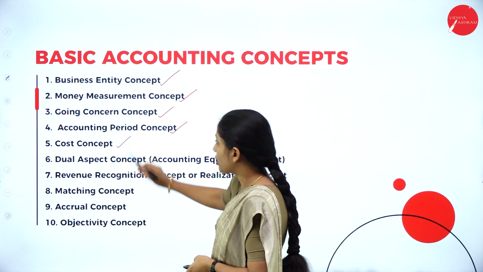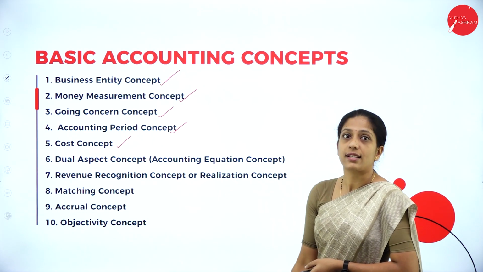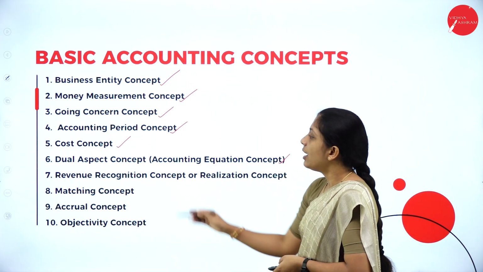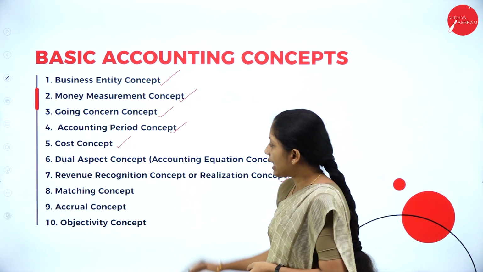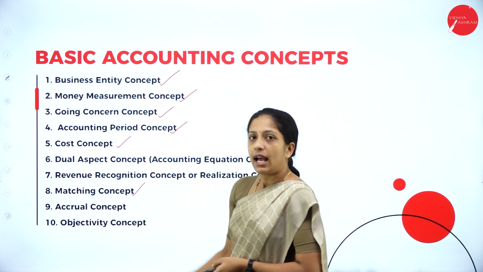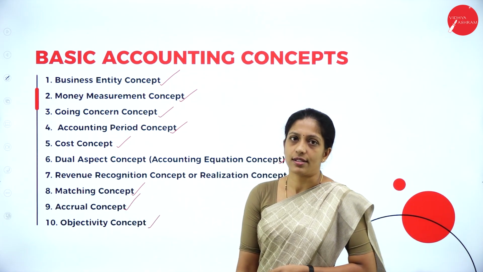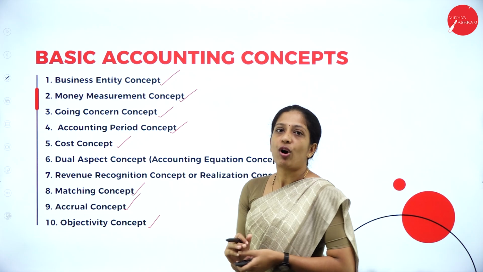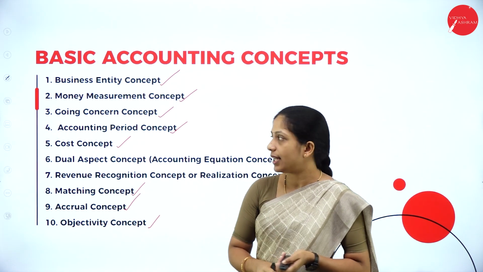Fifth one, cost concept. Sixth one, dual aspect concept, or it is also called as accounting equation concept. Revenue recognition concept or realization concept. And the next one is matching concept. And the ninth one is accrual concept. And the 10th one is objectivity concept. So these are the important accounting concepts. So let us discuss each and every concept in detail.